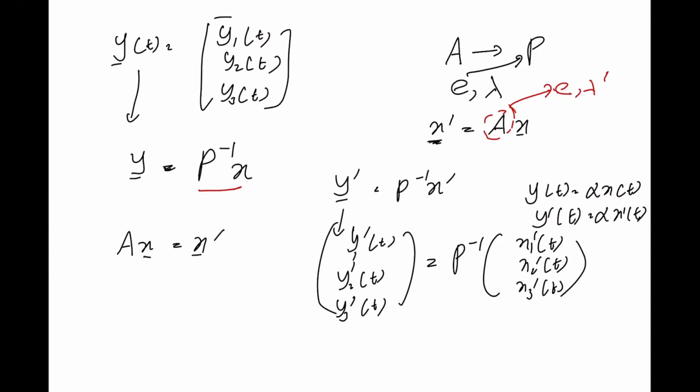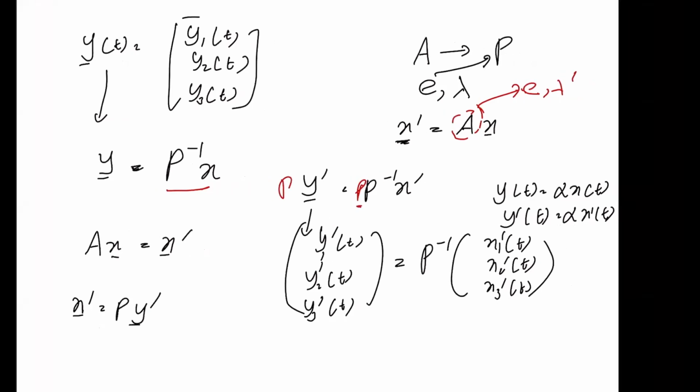So then what you can do is make this substitution. You can have P inverse x dash, and x dash is actually nothing but P y dash, because if you multiply both sides by P, this P inverse will cancel out. So then what you can have is something like this.